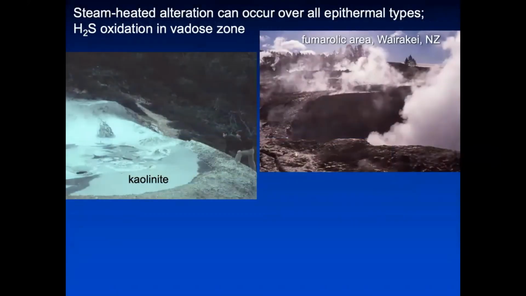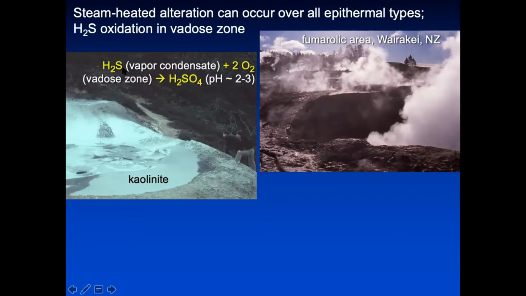Here we see some of these acid mud pools, kaolinite forming mud pools in Wairakei, New Zealand. Here's where these vapors are discharging, and sometimes we get shallow eruptions forming craters. This is where the H2S is oxidizing to sulfuric acid.